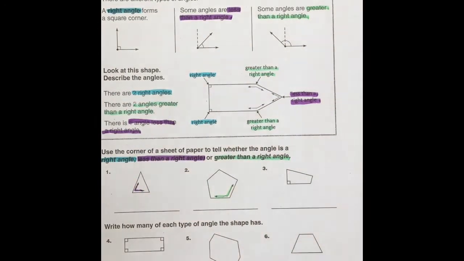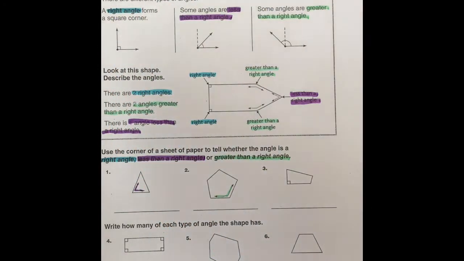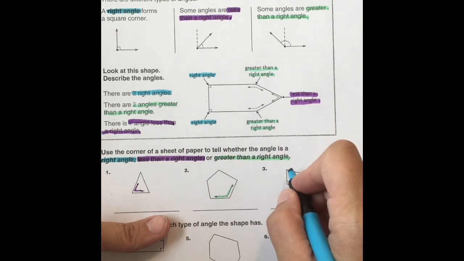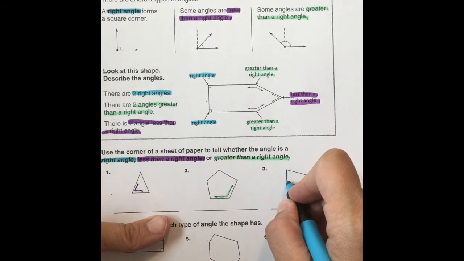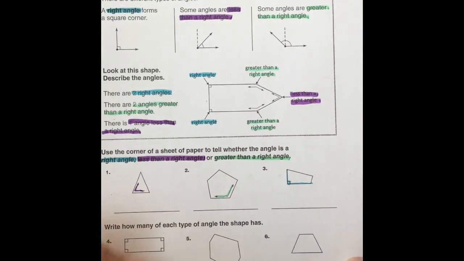Now taking a look at number 3, I see a square in that corner. When it's a perfect square in the corner, remember, a right angle forms a square corner. So because of that little box right there, number 3 is a right angle.